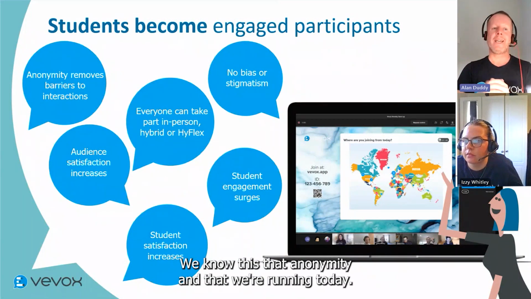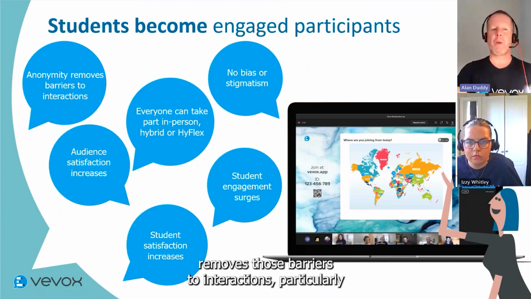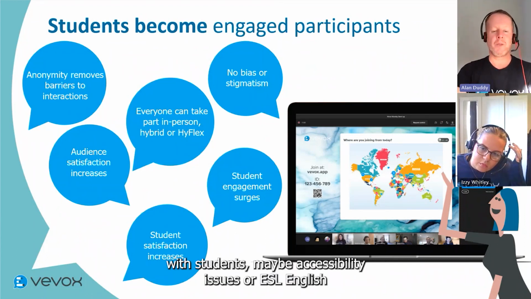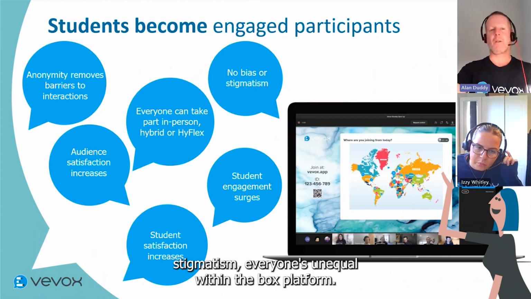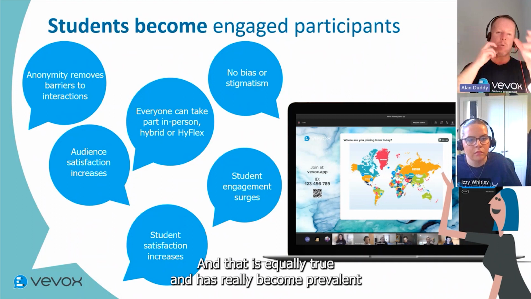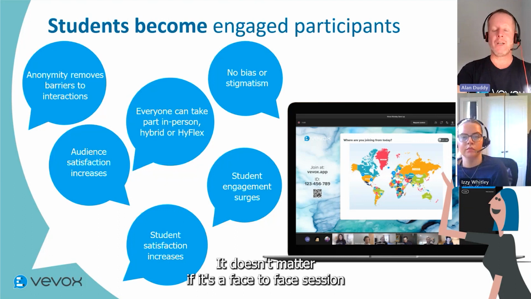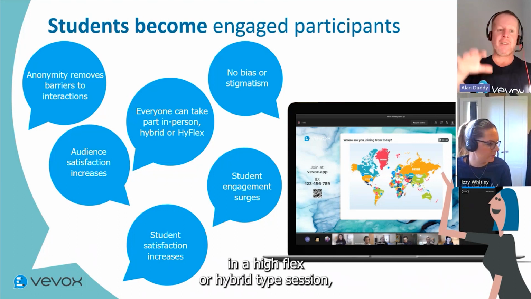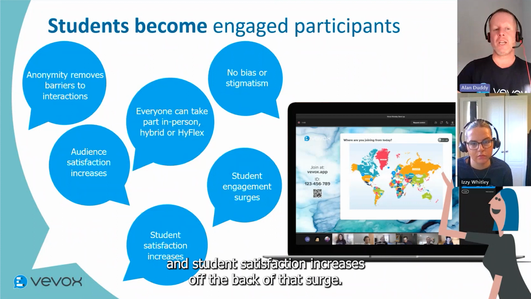We know this, that the anonymity that we're running in today's session removes those barriers to interaction, particularly with students who may have accessibility issues or ESL, English as a second language. There's no bias, there's no stigma. Everyone's an equal within the Vivox platform, and that has really become prevalent over the last 2-3 years. It doesn't matter if it's a face-to-face session, or a HyFlex or hybrid type session, it is equally valid to boost student engagement, and student satisfaction increases off the back of that surge.